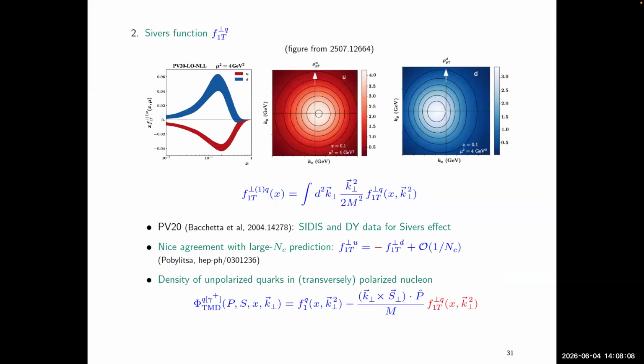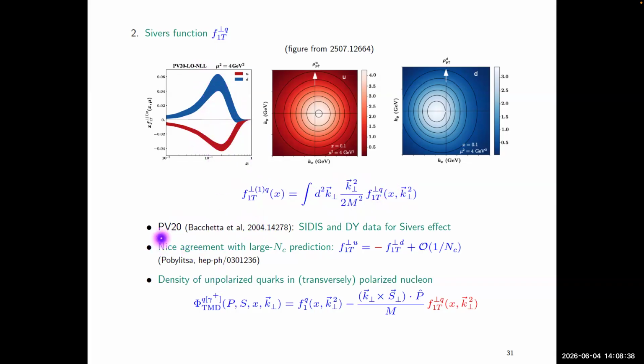Another example here, which I personally like very much, is the extraction of the Sivers function by the Pavia group. It's basically the same as the map that we saw on the previous slide. What is shown here in the left plot is this particular k-perp moment of the Sivers function, red for the up quark, blue for the down quark. And you see they are almost equal in magnitude, but opposite in sign.